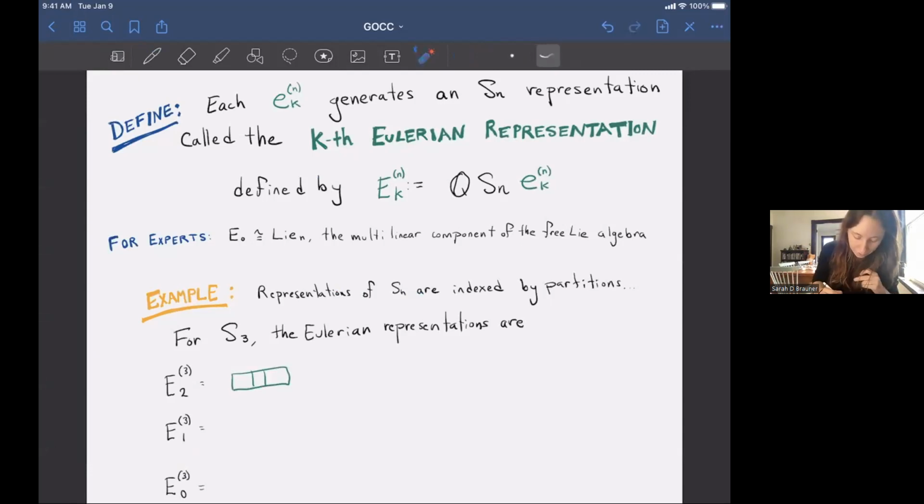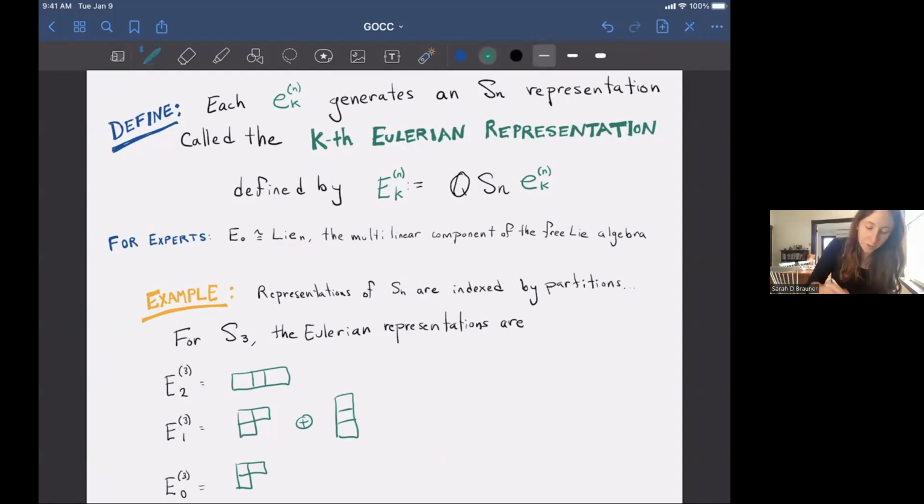Okay, and then the other ones are a little bit harder to see. So when k is 1, we get this sum of representations, and then when k is 0, we get this reflection representation of S3 here. And okay, so two things. One is we have this nice special case when k is 0. This representation is isomorphic to what I'm going to call Lie-n, which is the multilinear component of the free Lie algebra. If you've heard of it, it's a very nice, famous representation that has lots of cool combinatorics associated to it.